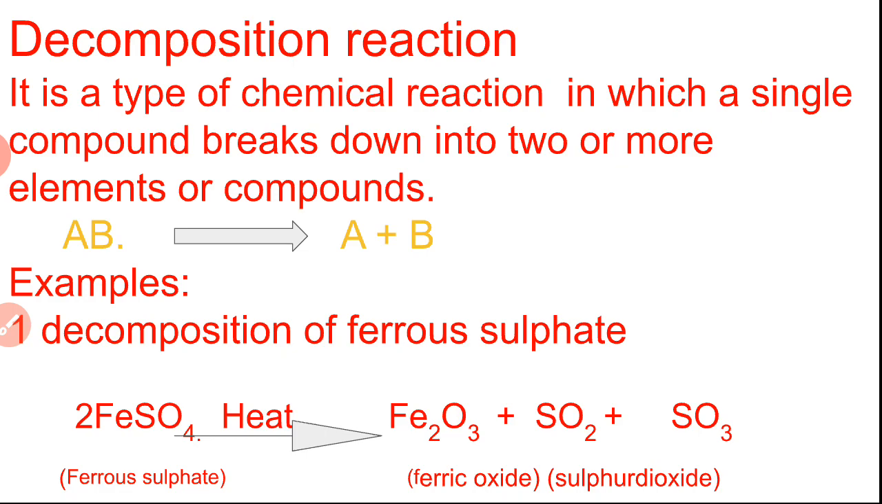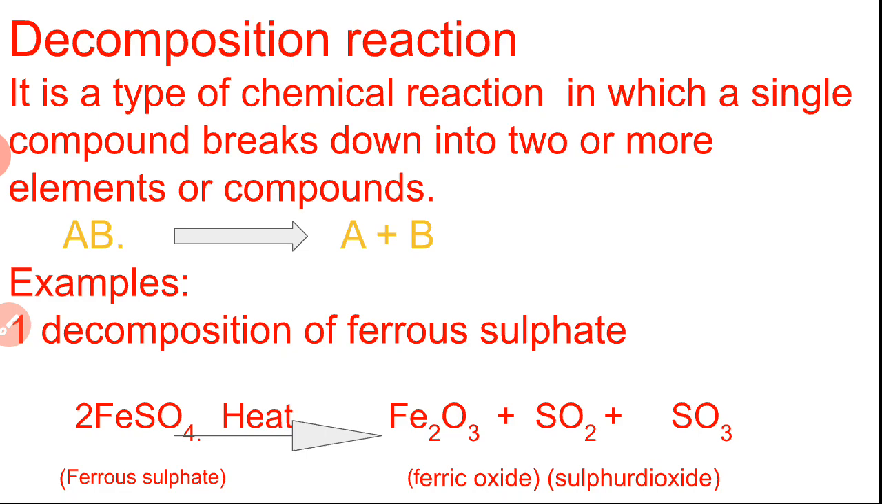Some examples of decomposition reactions are the decomposition of ferrous sulfate. Ferrous sulfate is FeSO4. When ferrous sulfate crystals are heated, they break down into ferric oxide, sulfur dioxide and sulfur trioxide. Here we can see that one compound is breaking down into three simpler compounds.